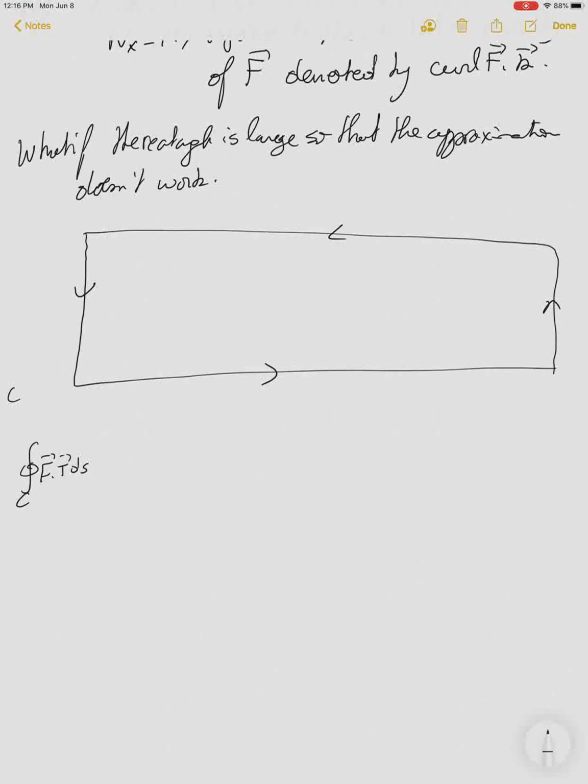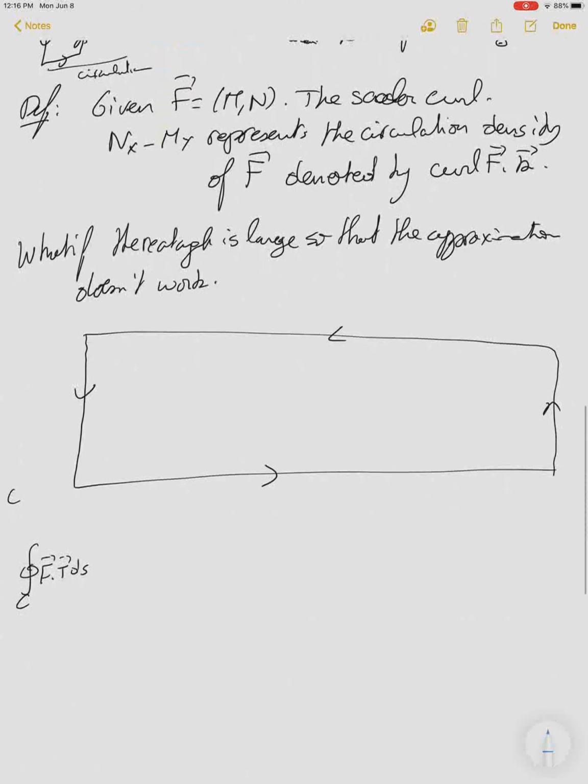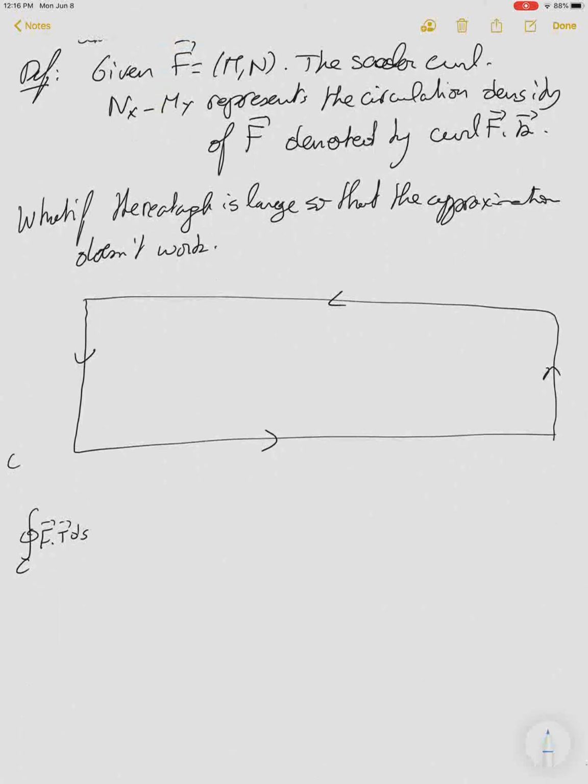Now, if it was a small enough rectangle, maybe I can use the formula above, (n_x minus m_y) delta x delta y, but this is not going to work here, because let's say the rectangle is large enough that I cannot do it this way. Even what I said above is an approximation. I didn't prove it, okay? Even if delta x and delta y are small, they're never small enough for this to be an identity. So it should be infinitesimal. So what I do is the following.